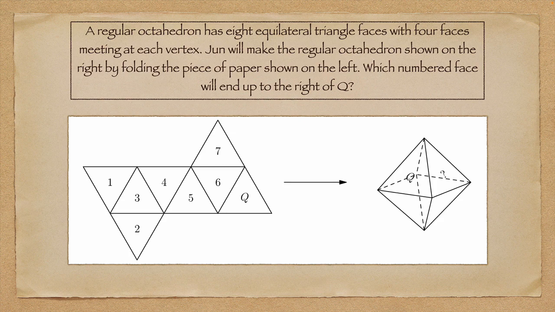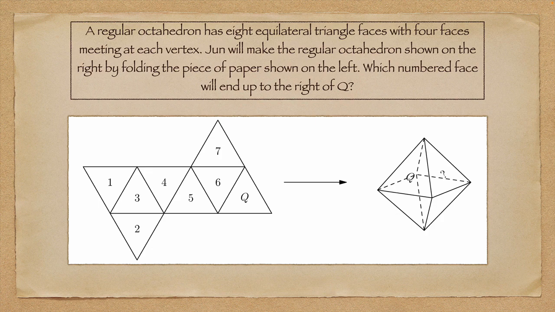And a net is when you open up a three-dimensional shape and turn it into two dimensions, as though it were a hollow shape. So what you see on the left is the net of the octahedron, which is basically the 8 equilateral triangles laid together, which when you fold, when you turn that two-dimension into a three-dimension, you get the octahedron. So the problem here is that you have a triangle marked Q, and you need to determine the one that's marked with a question mark, which is essentially the face that's right next to Q.